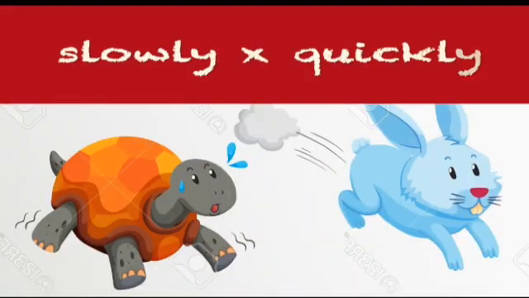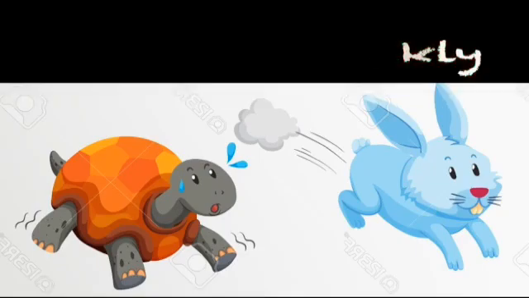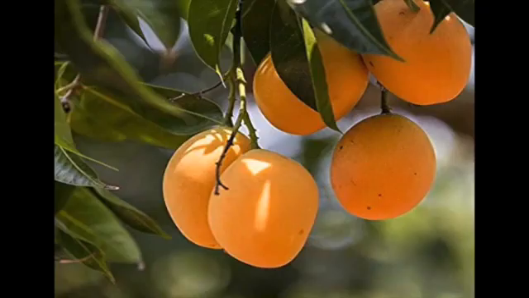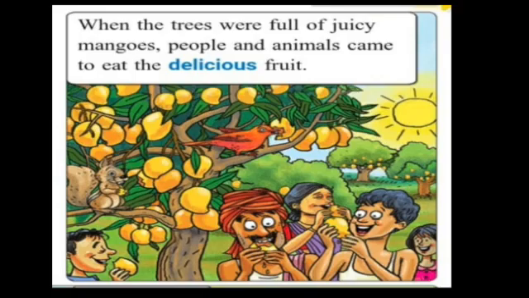Slowly. The opposite is quickly. So, as the sun grew hotter, the mangoes grew bigger and turned ripe. That is, into a golden yellow fruit. Now, children, we are moving ahead to the second picture. When the trees were full of juicy mangoes, people and animals came to eat the delicious fruit.